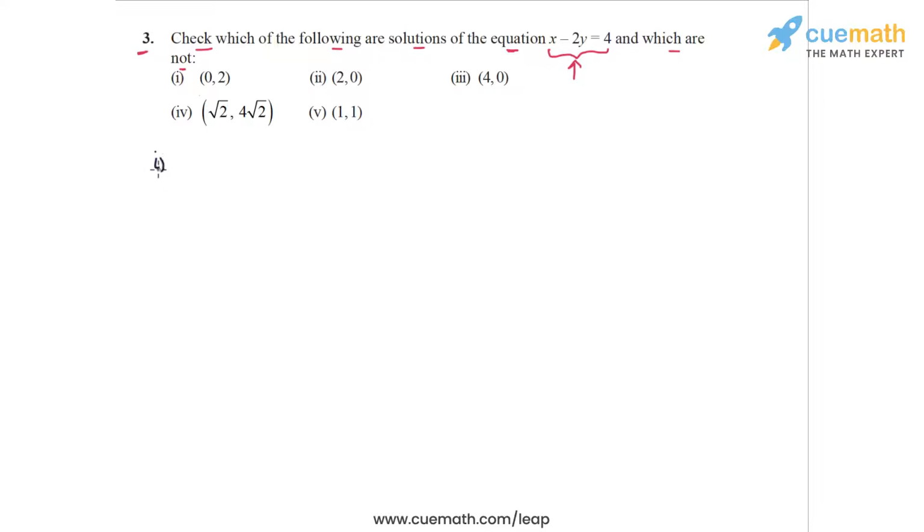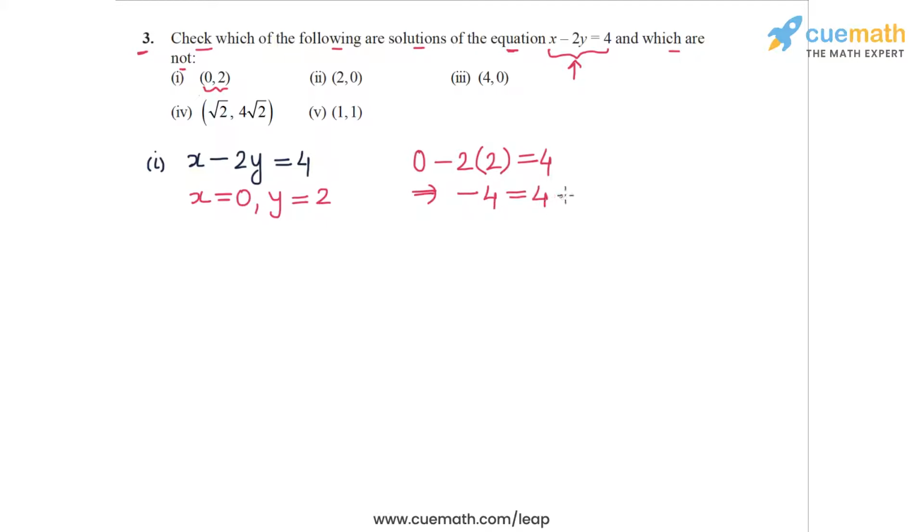So let's start with the first part. The equation is x minus 2y equal to 4 and we need to check if x equal to 0 and y equal to 2, so 0 comma 2, is a solution or not. So let's substitute these values of x and y into the equation, and that will give us 0 minus 2 times 2 equal to 4, or minus 4 on the left side and 4 on the right side. So clearly the equation is not being satisfied, which means that 0 comma 2 is not a solution of the equation. So we can say no for the first part.